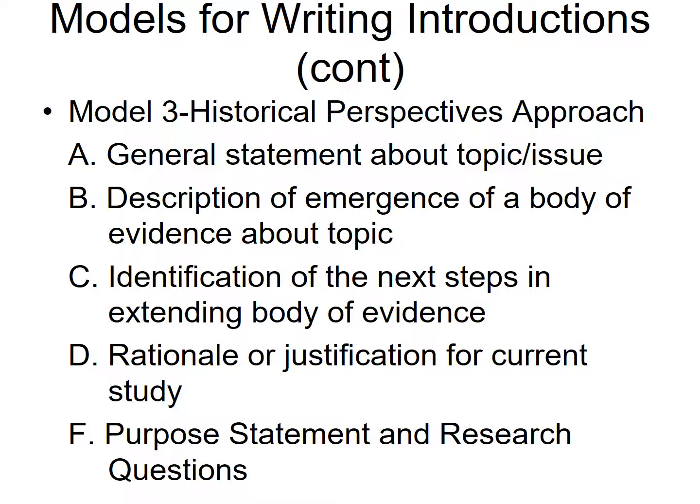This is Model 3, a historical perspectives approach. This is more typical of someone who is going to be doing a review of the literature, which none of you are going to do. But it's a useful model. So you start out with a statement about the topic, as they all do, and then you describe the emergence of the literature. So in other words, where did it come from? I guess there's an element of this in any lit review, but in this approach you're focusing more on the development of a body of knowledge across time.